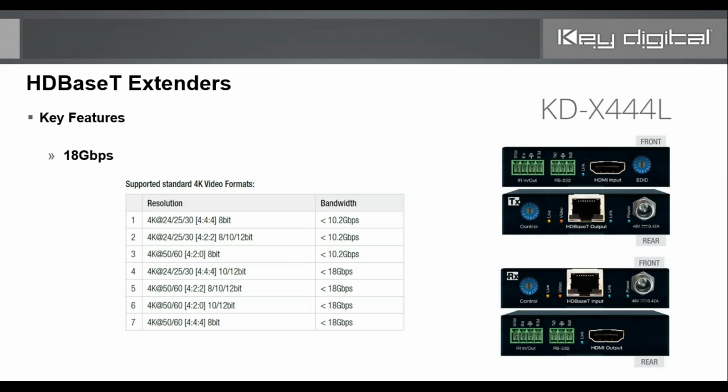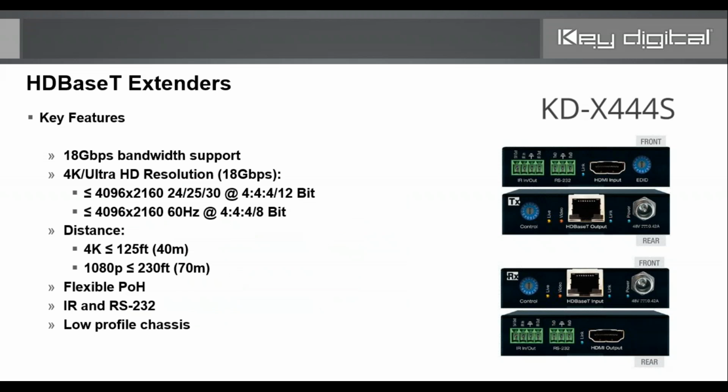We're looking here at typical resolutions, where you have your resolution, 4K. You have your frame rate, 24, 25, or 30 frames per second, or is it 50 or 60 frames per second? You have your chroma subsampling, 444, 422, 420, and you have your color depth, 8, 10, or 12-bit deep color. All of those parameters add up to give you the bandwidth of your signal, and this is a crucial time in the industry because just not long ago, signals did not exceed 10.2 gigabits per second, but they now do, and this product, KDX444L, is the product that will allow you to extend signals up to 18 gigabits per second.